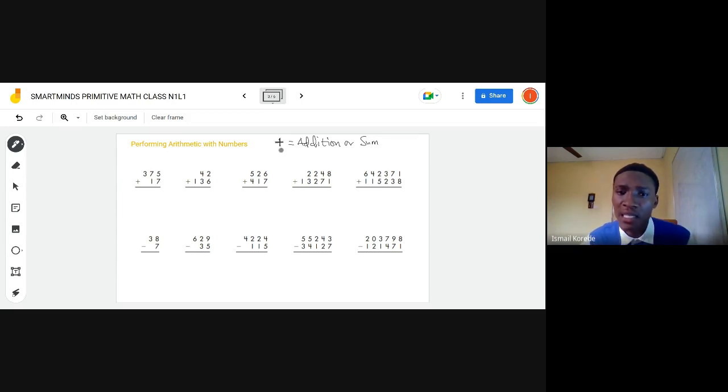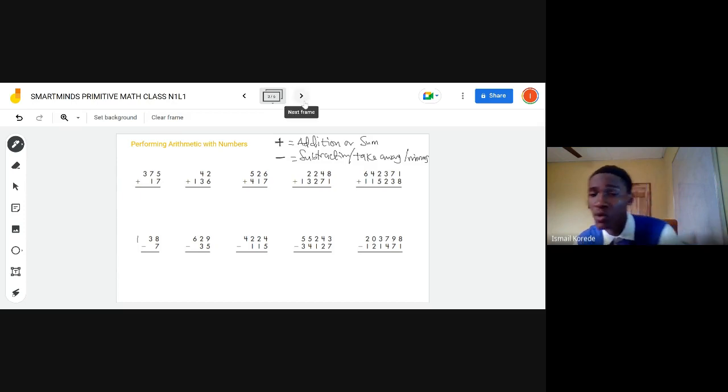This sign in mathematics means subtraction. You can also be conversant with the words take away or minus. When we subtract, it means we want to remove, we want to take away. Like in the first example for subtraction here, we have 38 minus 7. It means remove 7 from 38. Then what is the answer to that? Those are the two basic operations in mathematics, and the other two basic ones are multiplication and division. Those are also part of the basic operations we perform in mathematics.